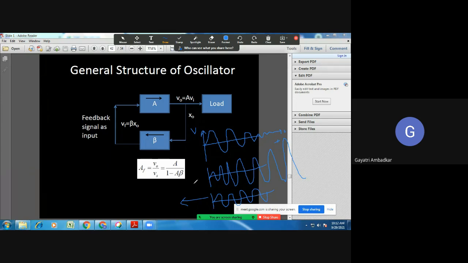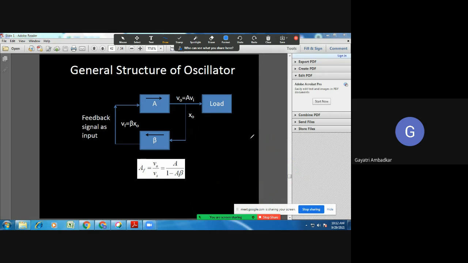Fine. So we will stop here today, and we will complete what Barkhausen's criteria is and the two different types of oscillator in the next lecture. We have to study the phase shift and Wien bridge oscillators. So try to learn today if you have time. Just go through what Barkhausen's criteria is.